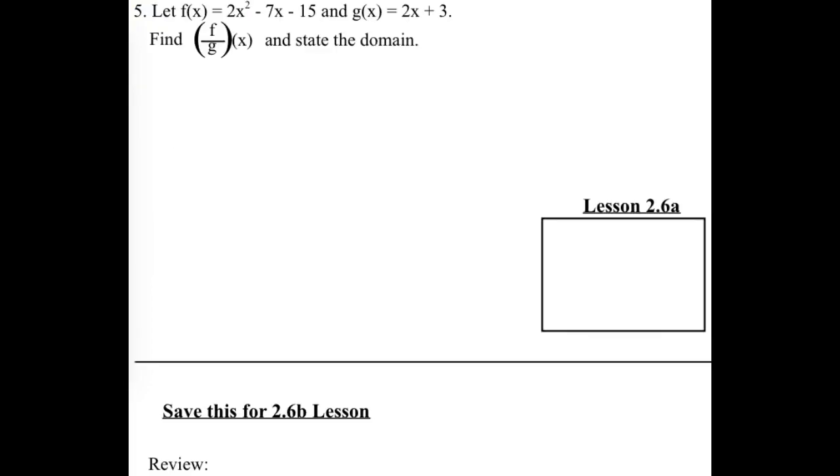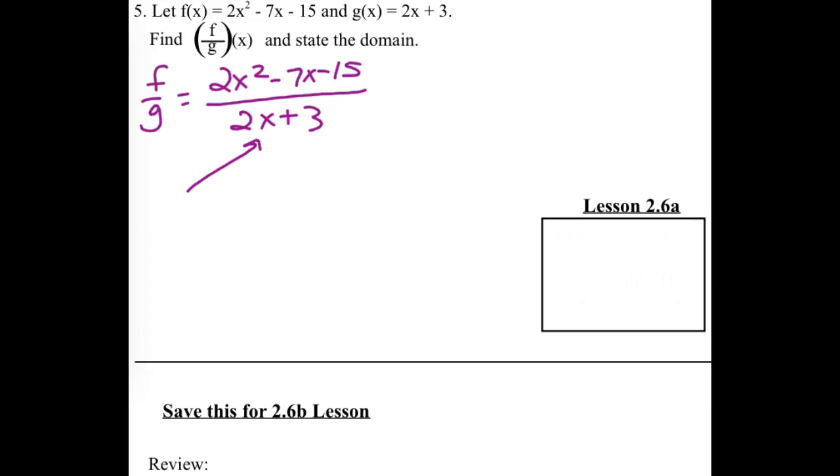All right, for our last question today. There are no domain restrictions initially on function f or function g, but I am doing a division problem. So I've created a denominator. So what can x not be from that denominator? Negative 3/2? Okay, so we will have to keep that in mind.